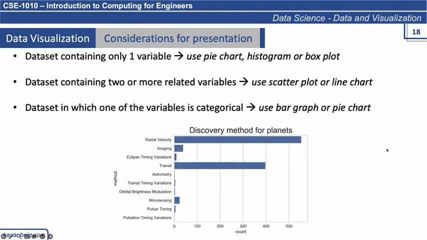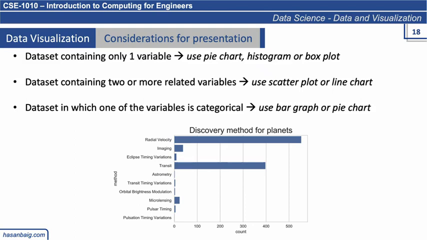So as a rule of thumb, for a data set containing only one variable, better use a pie chart, histogram, or box plot. For data containing two or more related variables, use a scatter plot. And for data in which one variable is categorical, which is not numerical, better use a bar graph or pie chart.